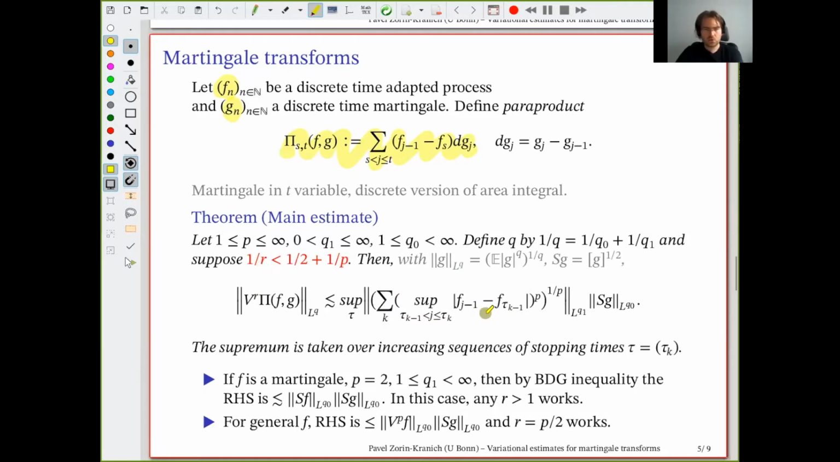Or you can take a general process F here and then just say that this is bounded by the P variation of your process F. There's also this supremum over increasing sequences of stopping times, which is important, but maybe you can ignore it for the first reading. In this case of a general process, when this is the P variation, the condition on R allows you to take R equals P half. And this is exactly the regularity that you want for the area term of your rough path.